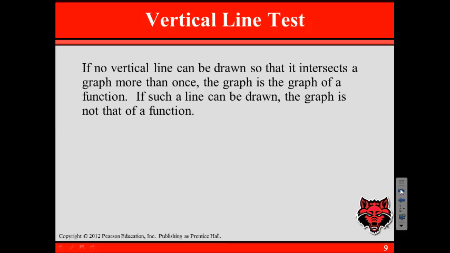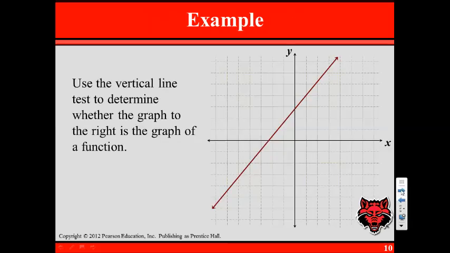Another way to determine if a relation is a function is with the vertical line test. If no vertical line can be drawn so that it intersects a graph more than once, the graph is the graph of a function. If such a line can be drawn, the graph is not that of a function. So basically, we will have some graph and we'll draw vertical lines through the graph. If we ever touch the graph more than once, it is not a function. If we touch it at most once, it is a function.